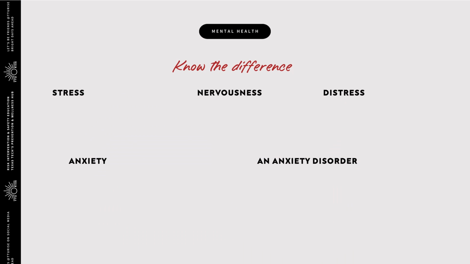When we talk about mental health, there's a lot of things that might come to mind. This next activity is going to test your ability a little bit to match different things happening when we think about mental health. You're going to identify stress, nervousness, distress, anxiety, and an anxiety disorder. It's okay if you get the answers wrong, because we'll go through the answers in just a minute.